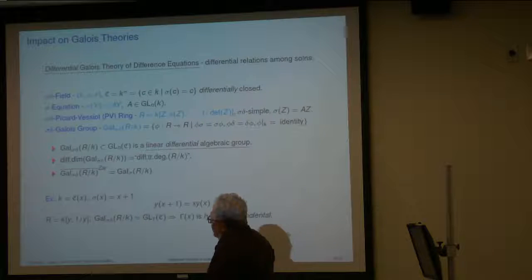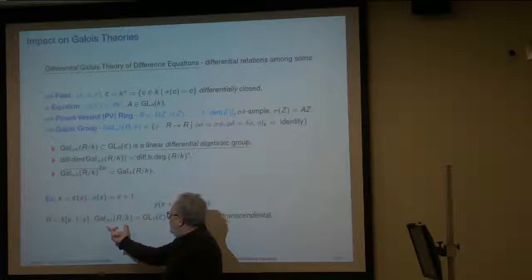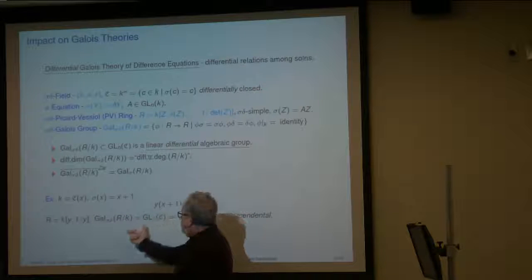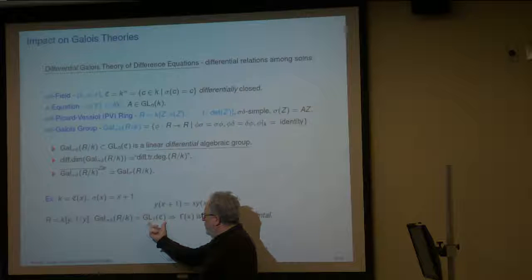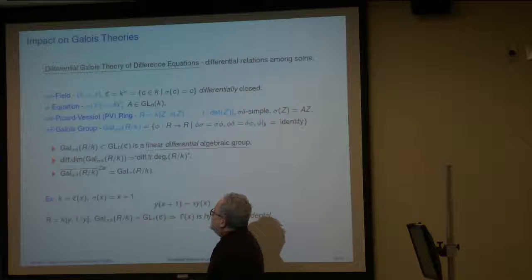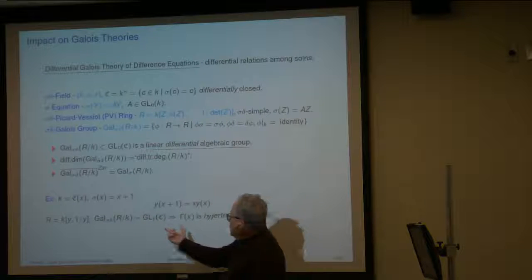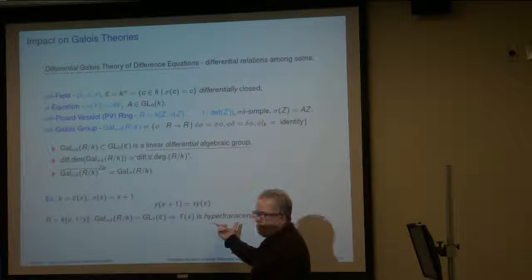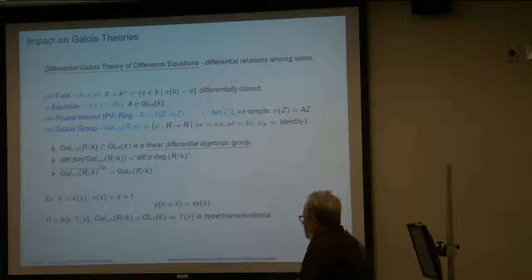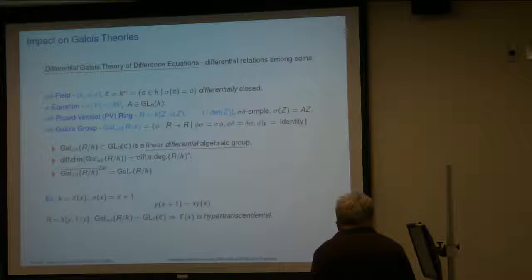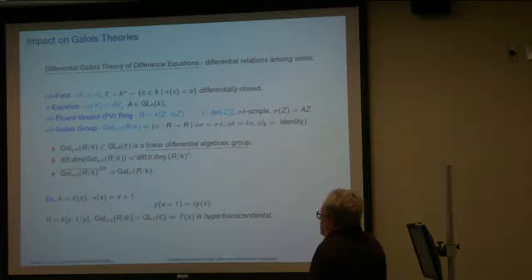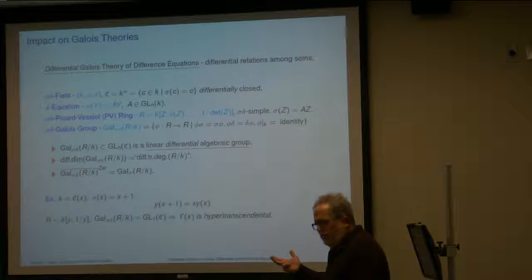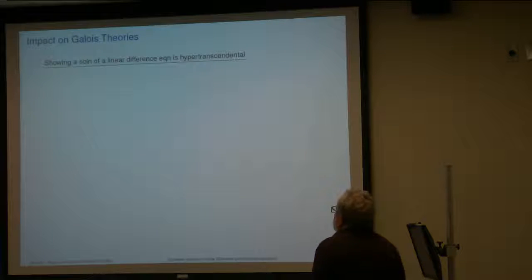So here, one can calculate that for the gamma function, this Galois group is again the full invertible matrices with entries in C. It has differential transcendence 1, so this is hypertranscendental. It satisfies no differential equation. So this looks like it has nothing to do with what I said before, but it does.